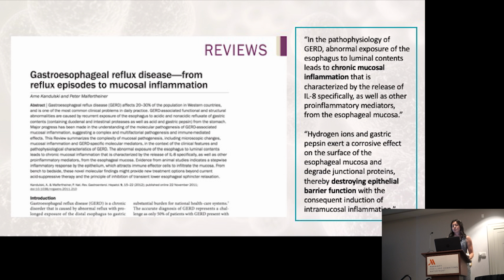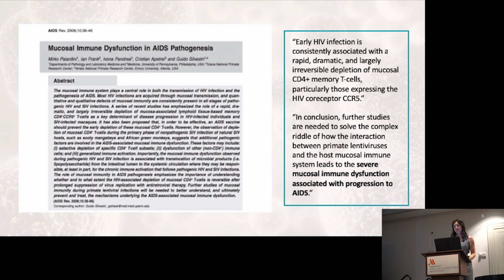And this study was just showing that GERD could actually be caused from mucosal inflammation. So I just wanted to give you guys some examples so that you know I'm not crazy and making everything up. And this is another one that is talking about mucosal immune dysfunction happening pretty quickly in the pathogenesis of AIDS. So it may not be the initial insult of the injury, but it could perhaps be secondary. So it's happening pretty early on in the pathogenesis, and so I thought that one was pretty interesting as well.